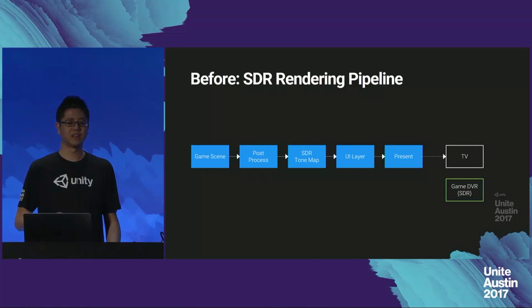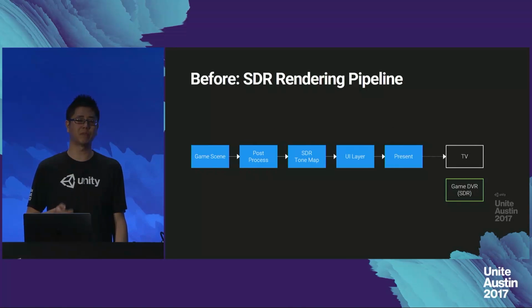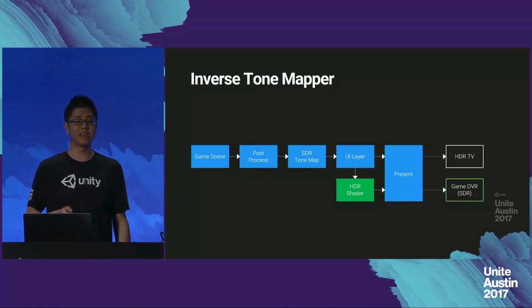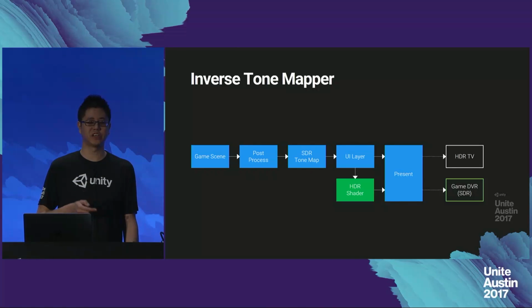So for instance, let's take a look at the SDR rendering pipeline once again. If you wanted to go with the inverse tone mapper approach, you would simply add an HDR shader right after the UI is composited. So while the benefit of this approach is that you don't need to update your assets, the results will ultimately depend on the quality of your HDR shader.